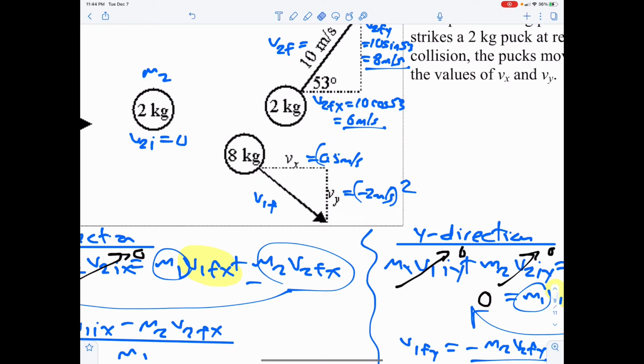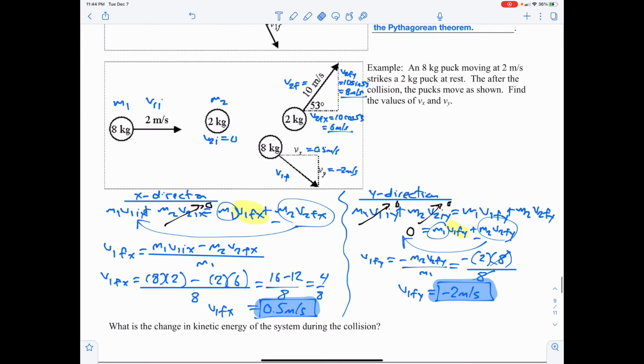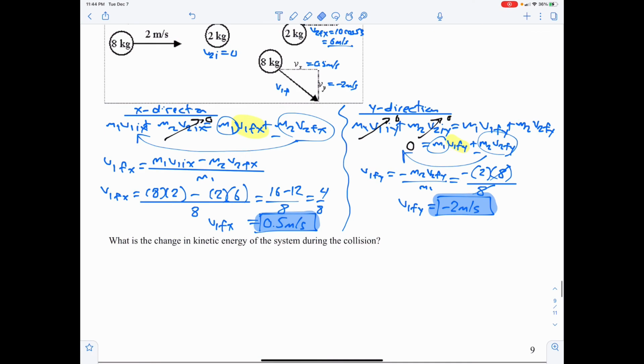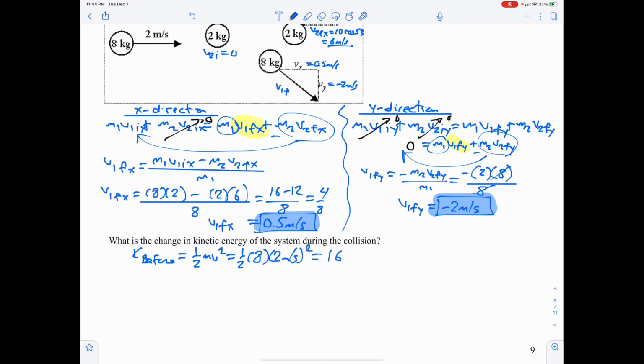Now, we weren't asked to do that. We were only asked to find the components, but I'm just talking you through what would be an inevitable connection to this. What is the change in kinetic energy of this system? To do that, you have to find the kinetic energy before and after. So kinetic energy before would be 1/2 mv squared. So it's 1/2 times 8 kilograms. The only thing moving before is puck 1, times its 2 meters per second, and we square it. So 2 squared is 4, times 8 is 32. Take half, it's 16 joules.